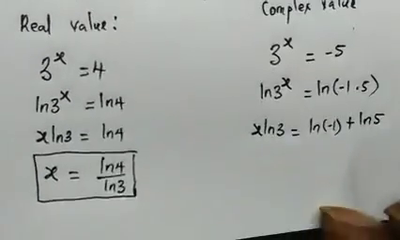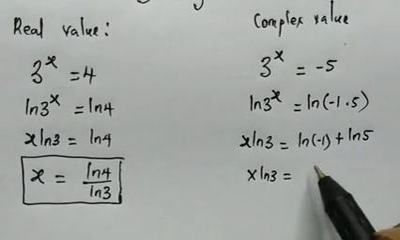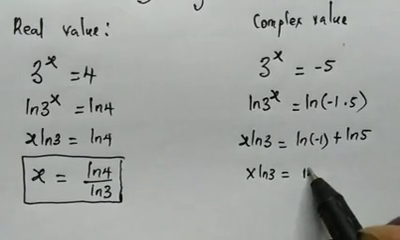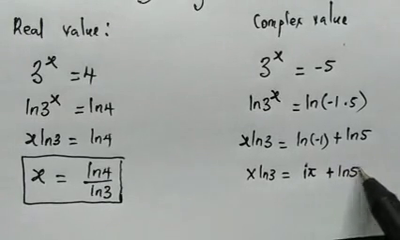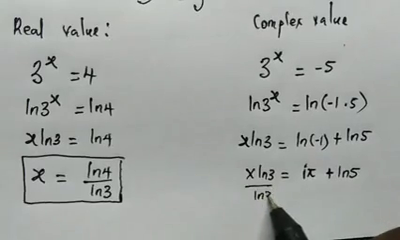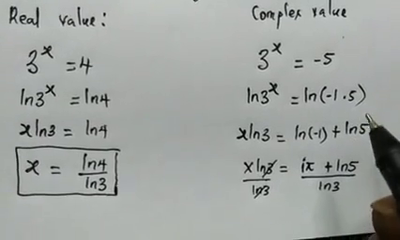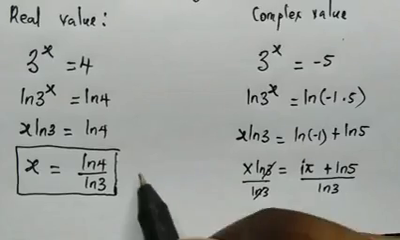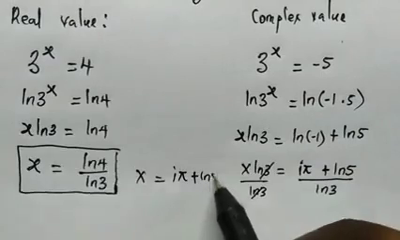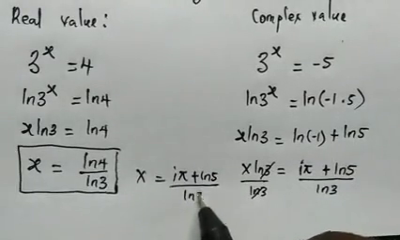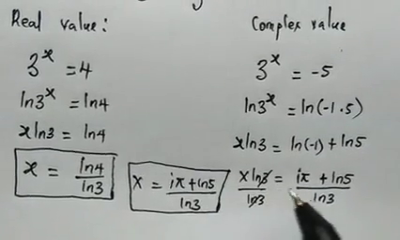So from here, we have x times the natural log of 3. This is equal to the natural log of negative 1 is i pi. I've talked about this in my previous videos. Then divided by the natural log of 5. Divide by the natural log of 3. So you can see this will cancel this, and from here we have our complex solution that x is equal to i pi plus the natural log of 5 divided by the natural log of 3. So this right over here is our complex solution.